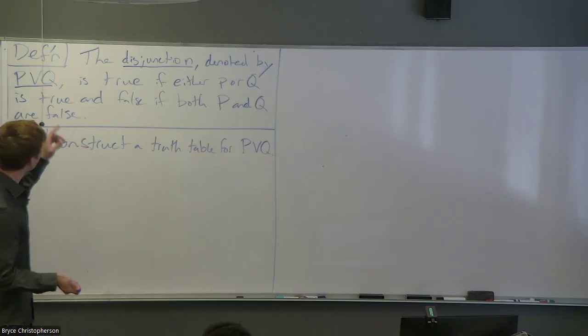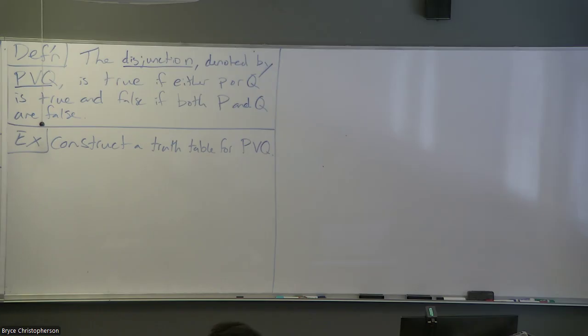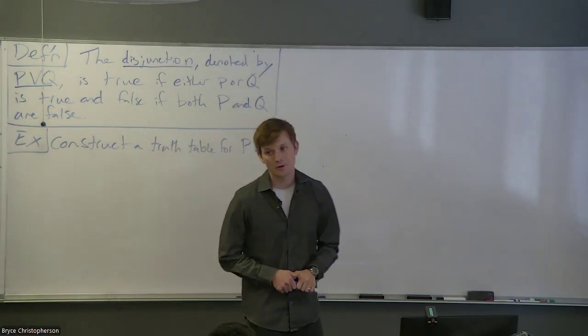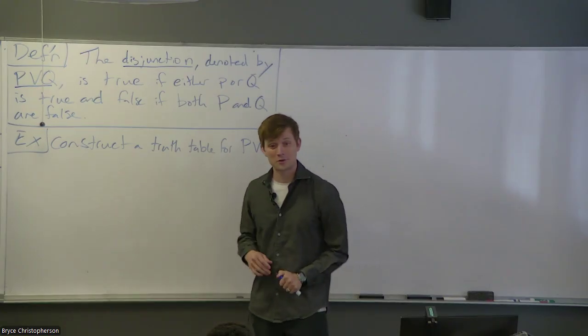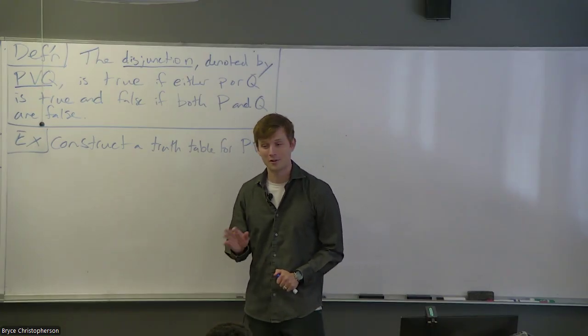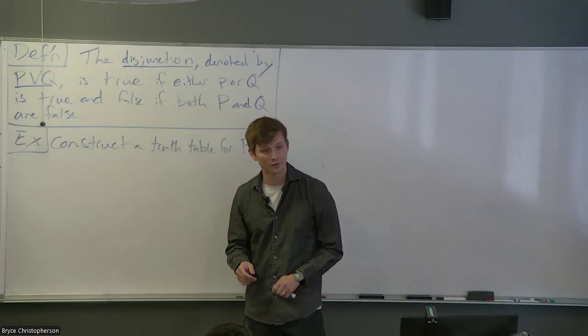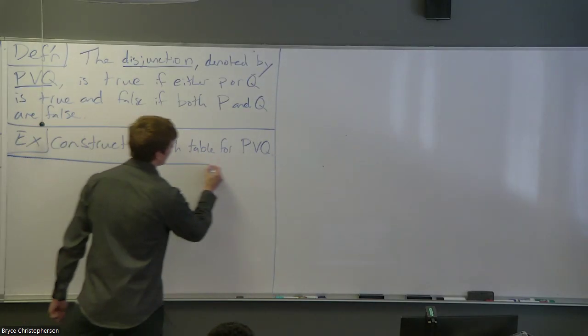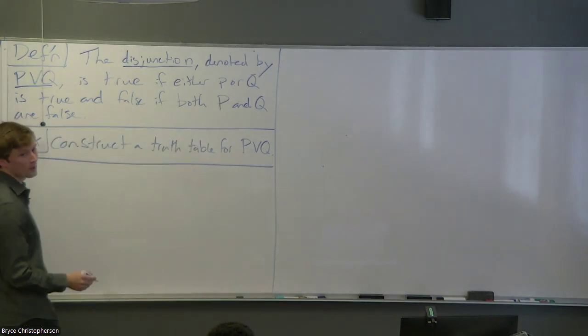Here, with disjunction, we will let this represent the disjunction of P and Q, which is true if either P or Q is true, or if both of them are true, at least one of them, and it's false only when both are false. So let's make a truth table for the disjunction P or Q.